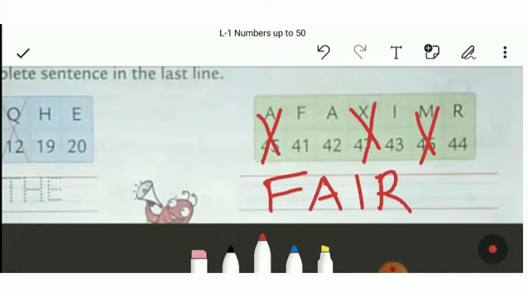This way you have to complete the remaining one, and at the last you have to write its whole sentence on a last line. By using all words, you have to write the whole sentence on a last line.